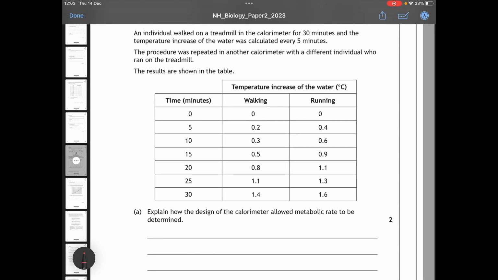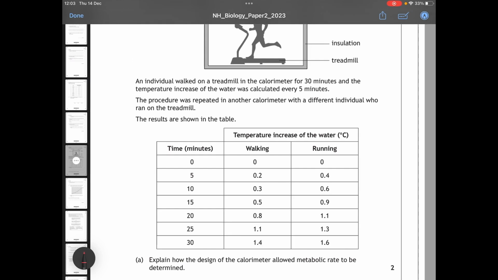Okay, so the next bit tells you a little bit about the timings, and then we've got a table of results, and then question A is really straight into gauging your understanding of how this actually works. How can we use this calorimeter? How is it designed to allow metabolic rate to be determined?